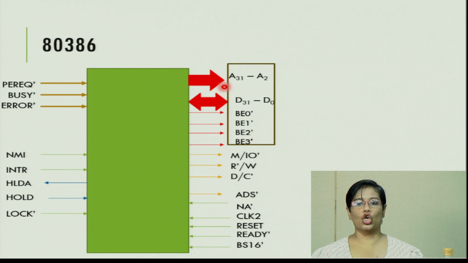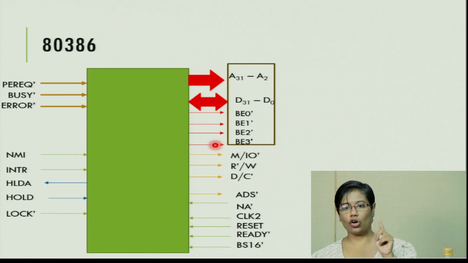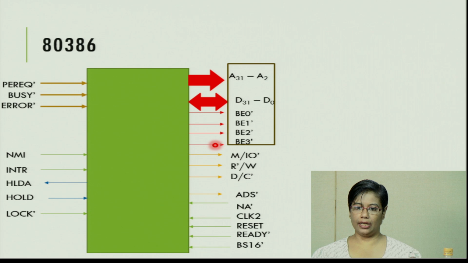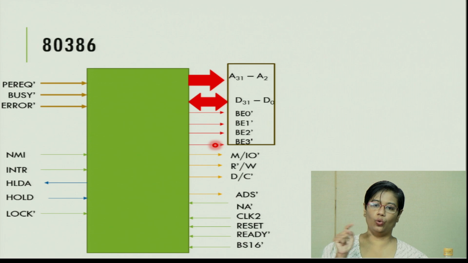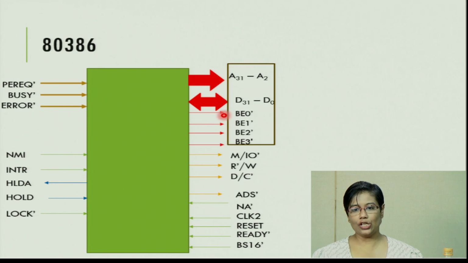A0 and A1 are not generated by 80386. Instead, 80386 generates four signals which are called bank enable signals: bank enable 0, bank enable 1, bank enable 2, bank enable 3. The reason is the data bus can be treated as four parts: D0 to D7, D8 to D15, D16 to D23, and D24 to D31. Your 32-bit data bus is divided into four byte-wide buses, and associated with each of these is a bank enable signal.